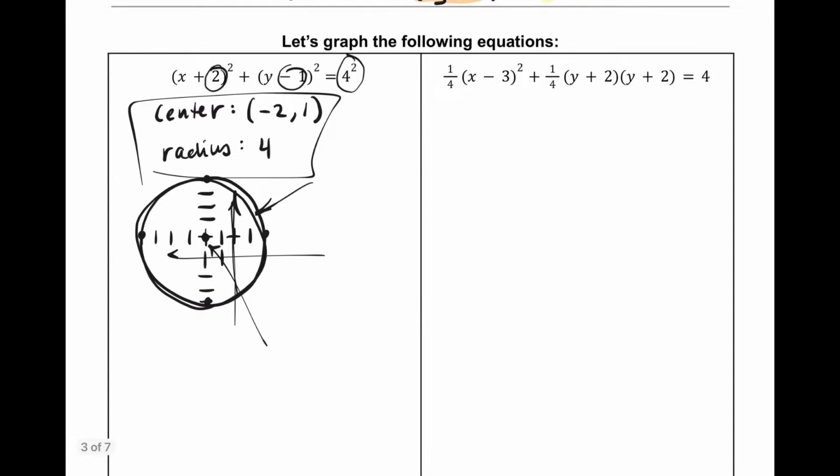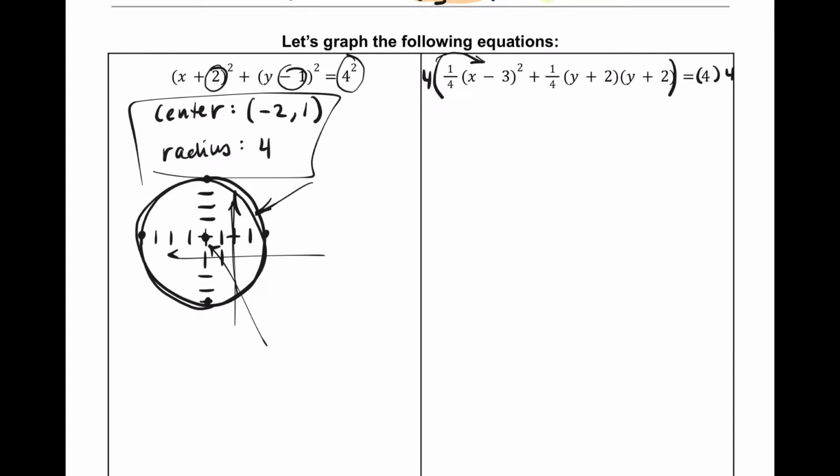Now I come over to this guy, and I'm like, whoa. This doesn't look like what it's supposed to look like. Oh, yeah? You think it doesn't? All right, well, I'm going to do a trick. I'm going to multiply everything here by 4. Why am I doing this? Ask yourself. I'm going to multiply both sides by 4. What's going to happen? I'm going to distribute this guy in.